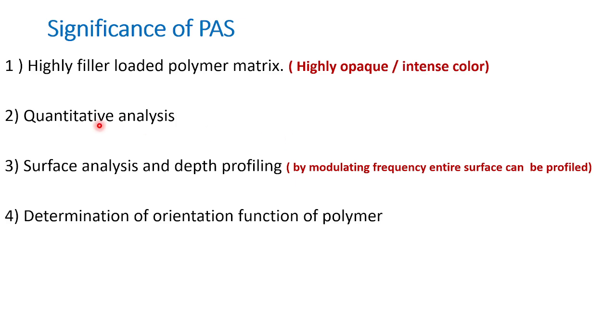The next important thing is the quantitative analysis. You can directly analyze how much percentage of some element is present in your matrix. The third point is very much important. We will discuss how it can check the depth profiling also. So surface analysis and depth profiling could be done, and determination of orientation function of polymer is also possible through the analysis. So how could it be done?